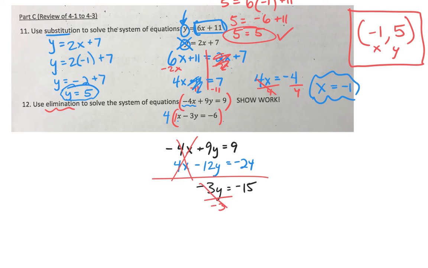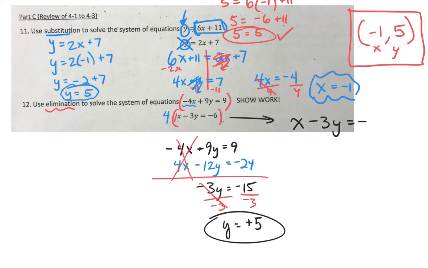Solve it for y, and y equals negative divided by a negative is a positive, and 15 divided by 3 is 5. So I've got y equals 5. Now we can take that and plug it back into either equation. I'm going to use the bottom one because it was a little bit smaller. So the bottom one said x minus 3y equals negative 6. Now I know that y is 5, so it's going to say x minus 3 times 5 equals negative 6.